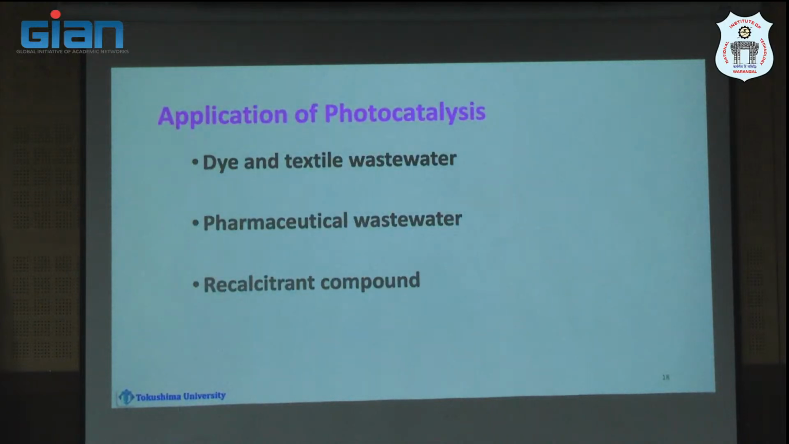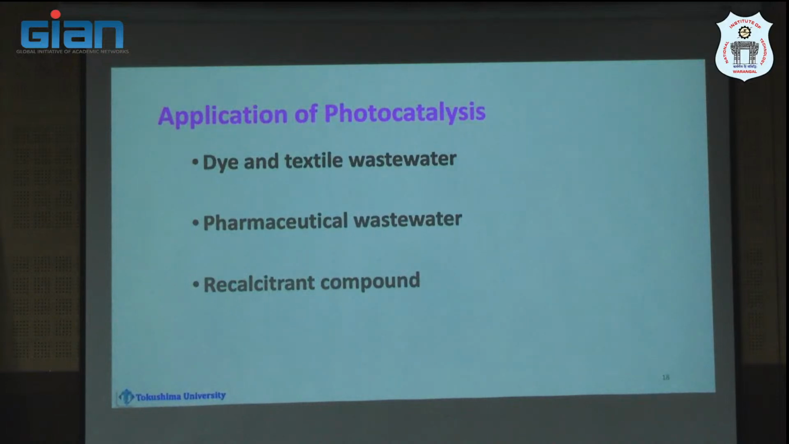Where are the applications of this photocatalysis material? The application of photocatalysis material is in the dye or textile industry, where unclean, contaminated water, which consists of various organic pollutants, is thrown out after using the water, or pharmaceutical waste water, or recalcitrant compounds, means compounds which cannot break easily, hard compounds.